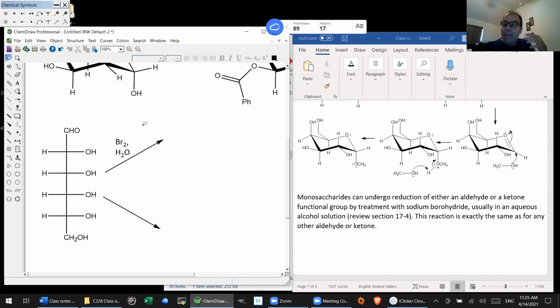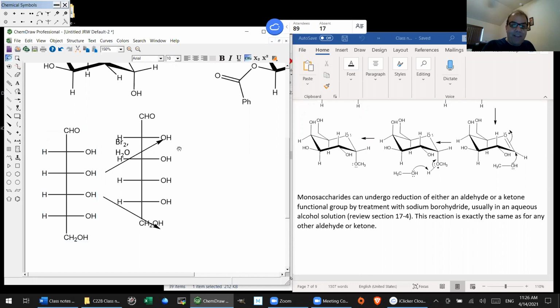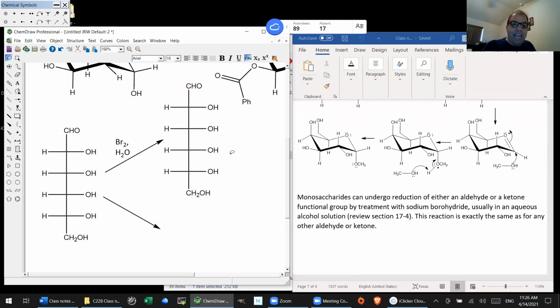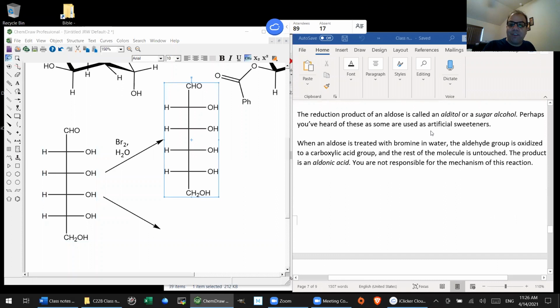Because in order to get reduced, they need to oxidize something else. Again, that awful term, oxidizing and reducing agents. I'm afraid it can't be helped. But when we oxidize any simple sugar with aqueous bromine, I believe it only oxidizes the aldehyde group. I just want to make sure I'm not lying to you.